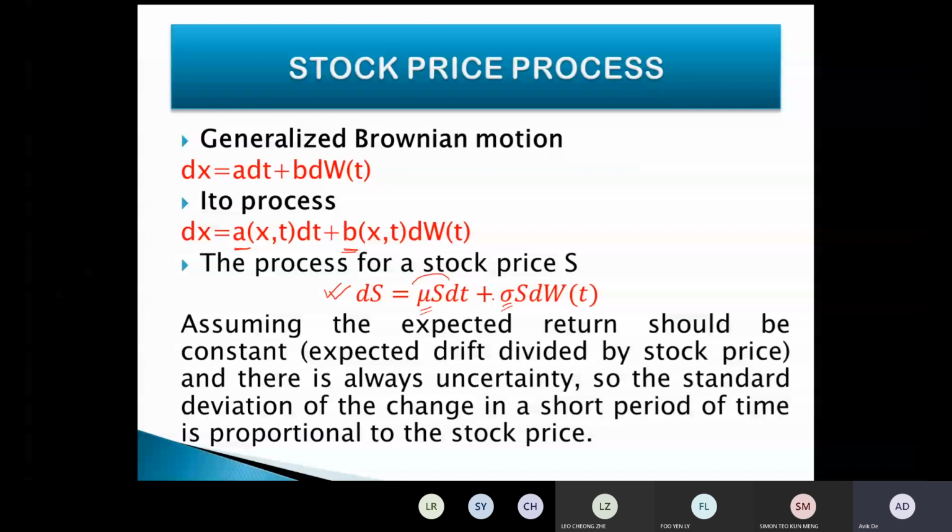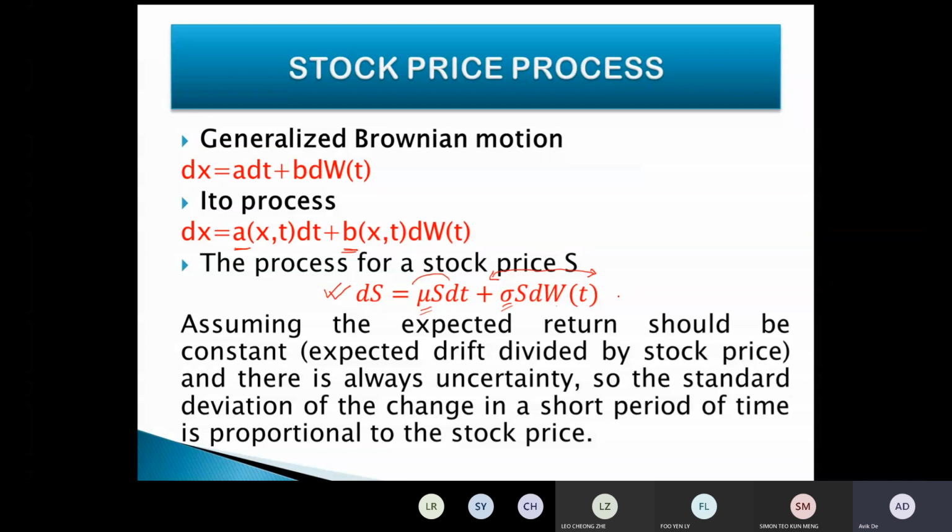If there is no uncertainty, that means this part is not there. The Brownian motion, this part, is the uncertainty. If there is no uncertainty, there will not be anything like this. But there is always uncertainty in the world. So we have a second term, sigma S dW_t. The standard deviation of the change in a short period of time is proportional to the stock price, so we write it as sigma S. That is how we write dS equals mu S dt plus sigma S dW_t.